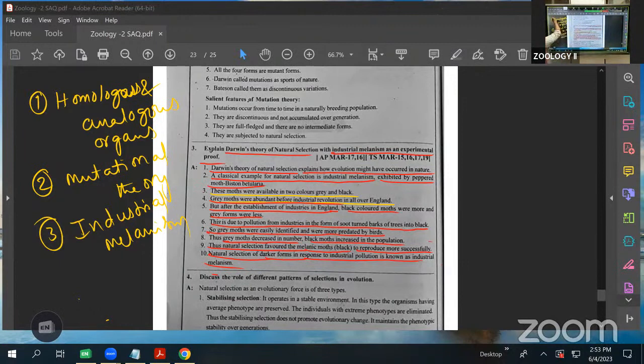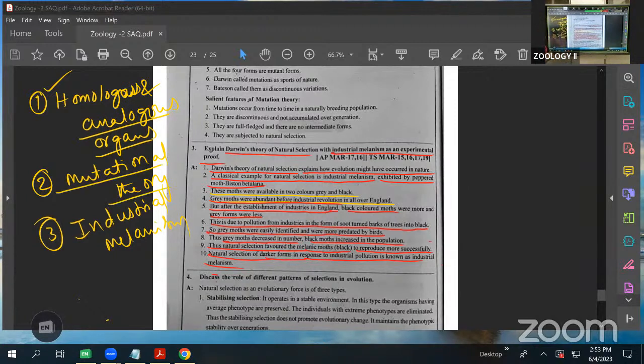See this one. What are homologous and analogous organs? Simply, homologous means structurally same and functionally different. Those organs are called homologous organs. The example is the forelimbs of the vertebrates. Analogous organs means they are structurally different, functionally same. Example: the wings of birds and the wings of insects. One is called convergent evolution, and the second one is called divergent evolution. Next is the mutational theory.